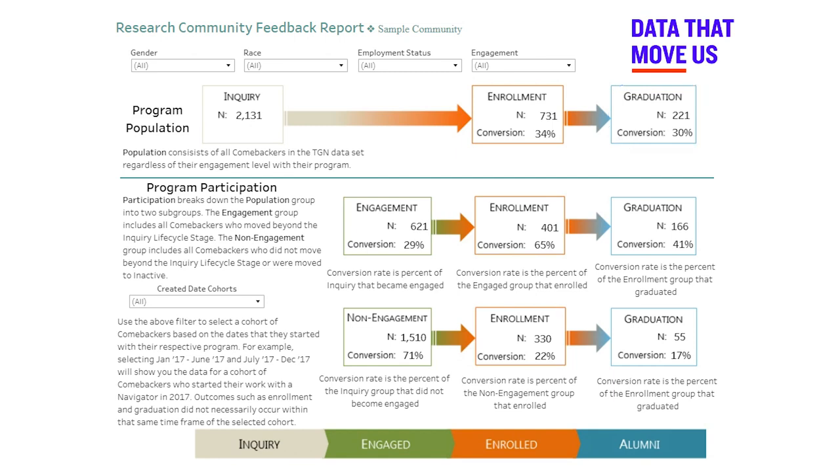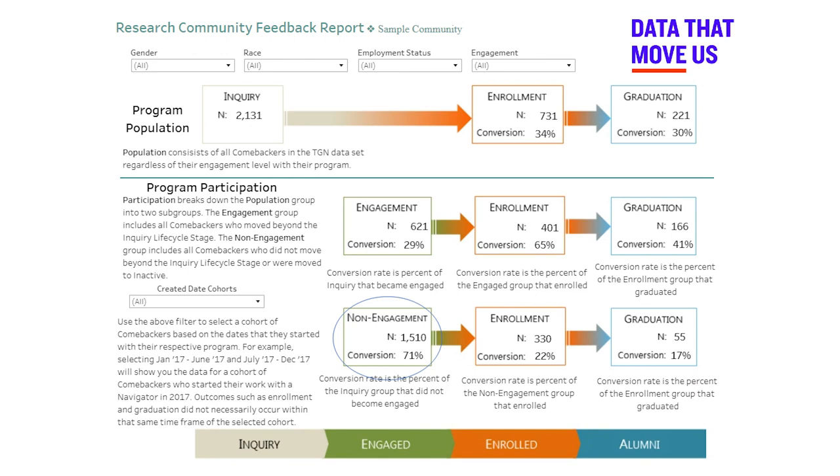Looking at the program participation section, we can compare outcomes between the engaged and non-engaged group. First, we see that 621 individuals, 29% of the program population, have moved into the engaged group, leaving 1,510 individuals, 71% of the program population, in the non-engaged group.